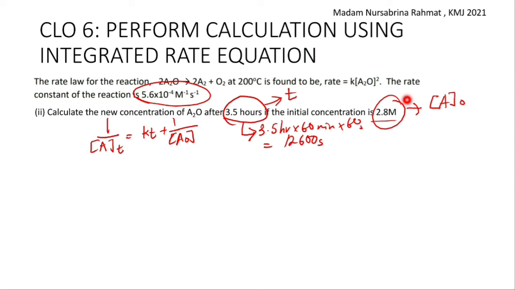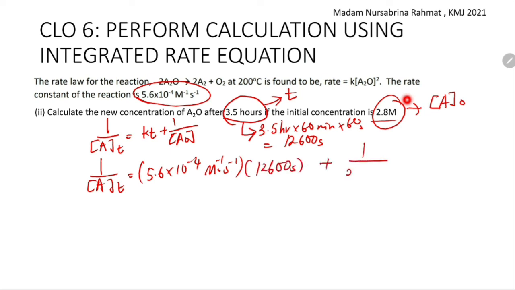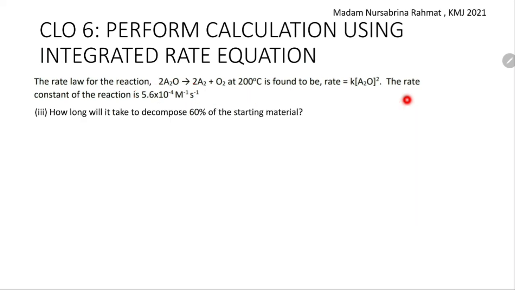So always refer to the unit of the rate constant given, so that you use the correct value of time taken. Because if you substitute into the formula with the wrong unit of time, let's say it should be in seconds but you substitute in hours, you will get the wrong answer. Then we substitute: 1 over At equals k, which is 5.6 times 10 to the negative 4 per molar per second, times the time, 12,600 seconds, plus the original concentration 2.8 molar. Press your calculator, and you will get the new concentration to be 0.135 molar.